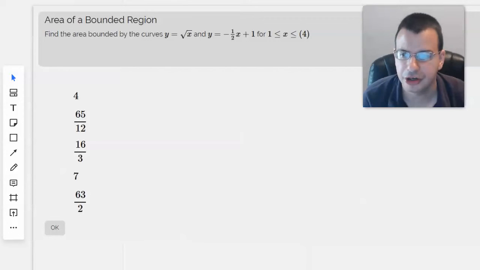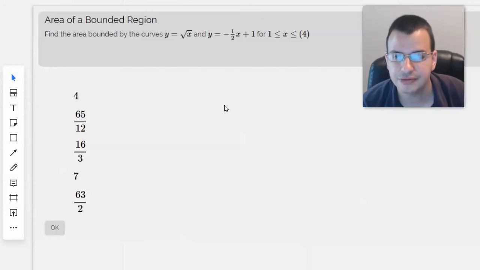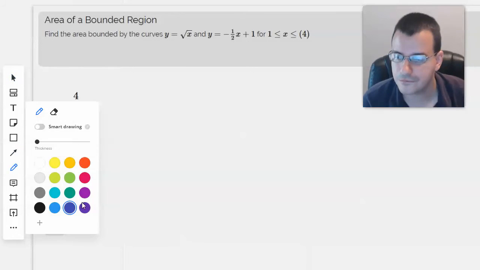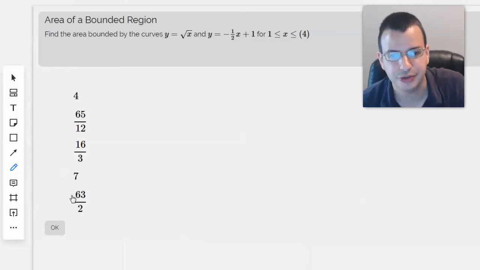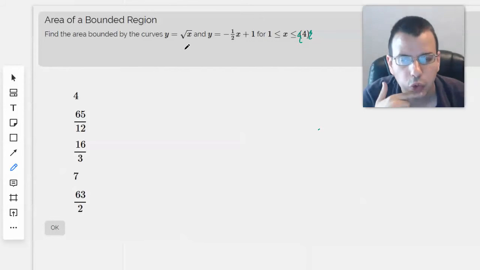Find the area bounded by the curves y equals square root of x and y equals negative 1/2 x plus 1 for 1 less than or equal to x less than or equal to 4. Not quite sure what these parentheses are for, but I'm going to assume they're unimportant. Okay, so the first thing is to find where these intersect and what these graphs look like.